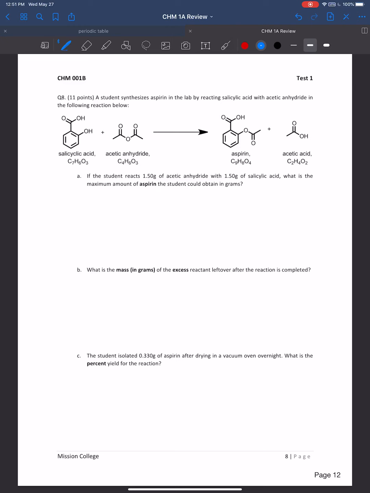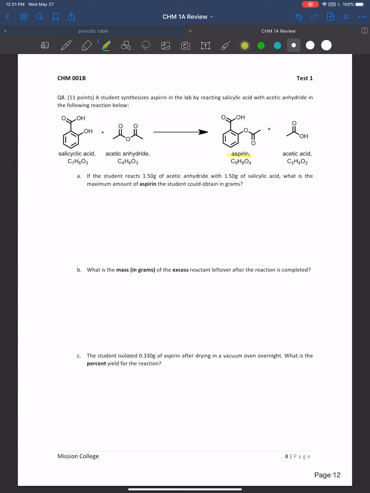A student synthesizes aspirin in the lab by reacting salicylic acid with acetic anhydride in the following reaction below. So you see here we have salicylic acid with its molecular formula, acetic anhydride to produce aspirin and acetic acid. The main product we're most interested in here is the aspirin.